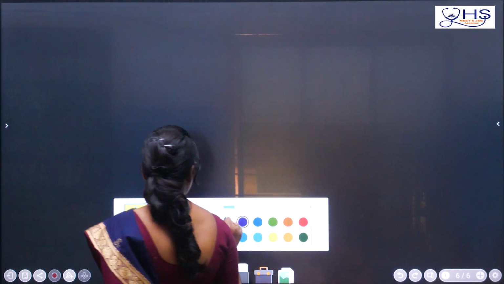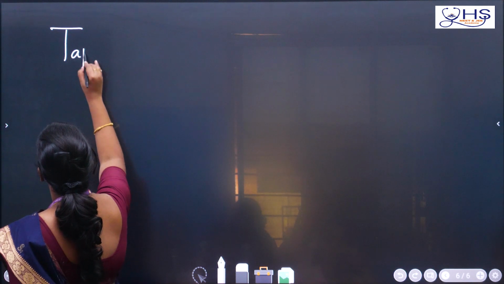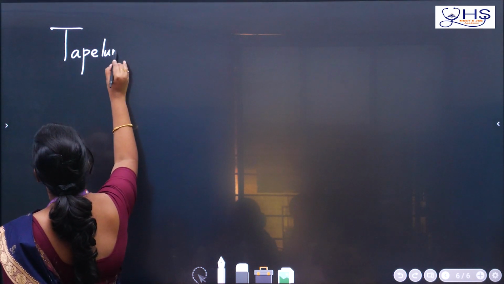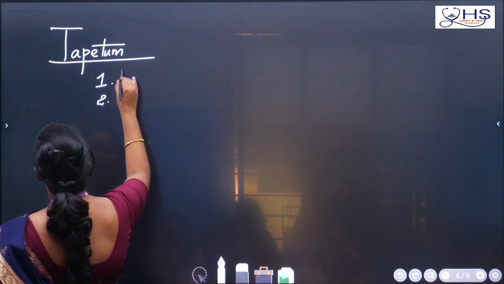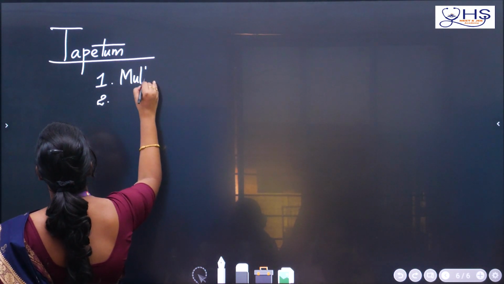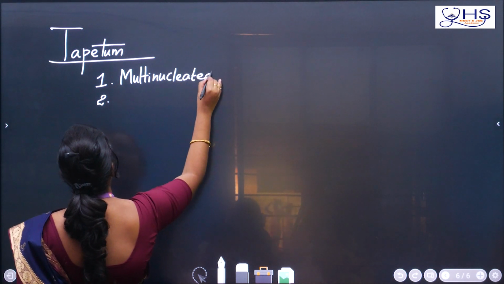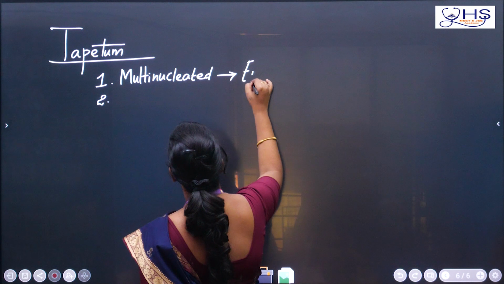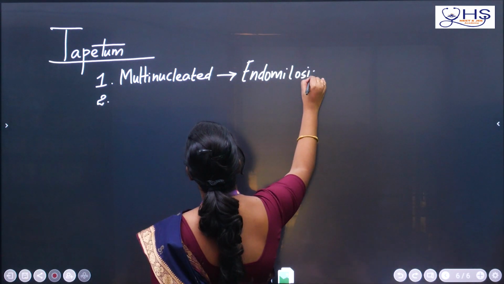Now we are coming to the second subtopic of our class, which is nothing but the tapetum and its functions. About the tapetum, we can say 2 points. The tapetum is a multinucleated cell, yes or no? The reason for the multinucleated cell is endomitosis. What is endomitosis?